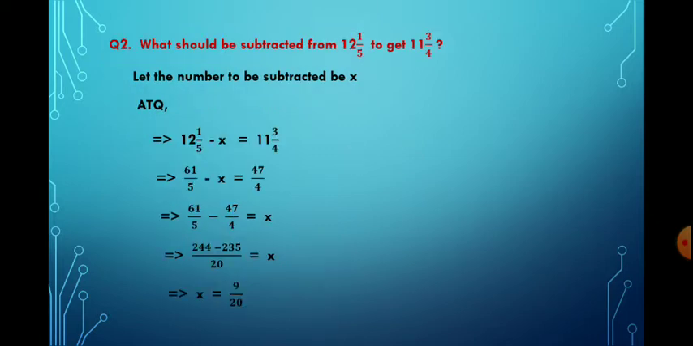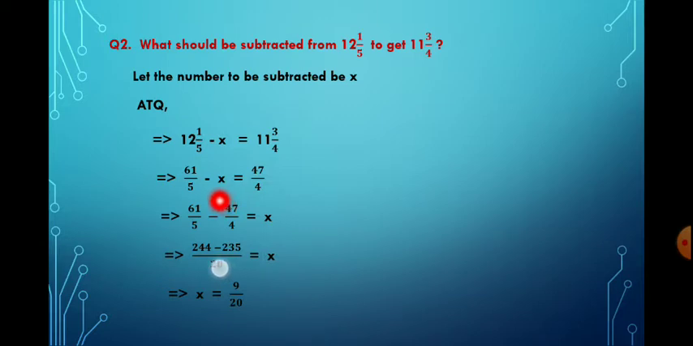Question number 2. What should be subtracted from 12 1/5 to get 11 3/4? So let the number to be subtracted be x. According to the question, 12 1/5 minus x is equal to 11 3/4. Let us convert the mixed fractions into improper fractions. So 12 5s are 60 plus 1 is 61/5 minus x is equal to 11 4s are 44 plus 3 is 47/4.